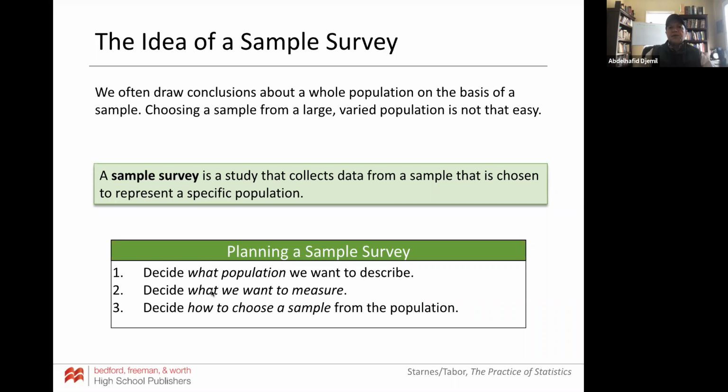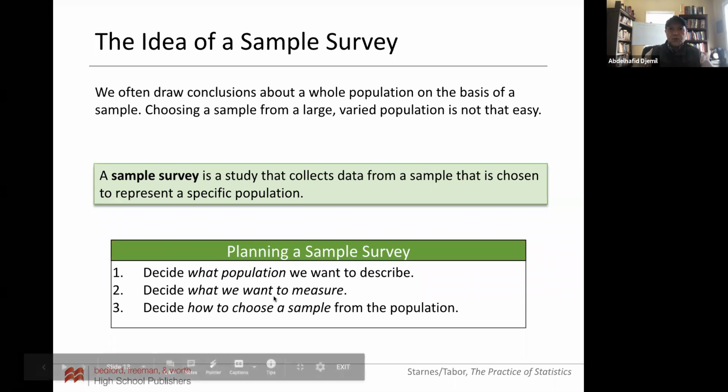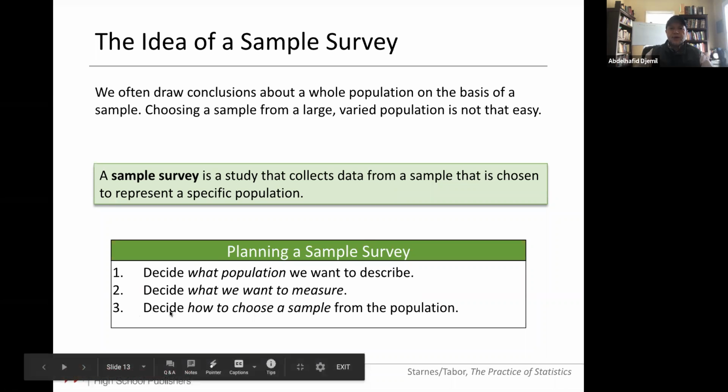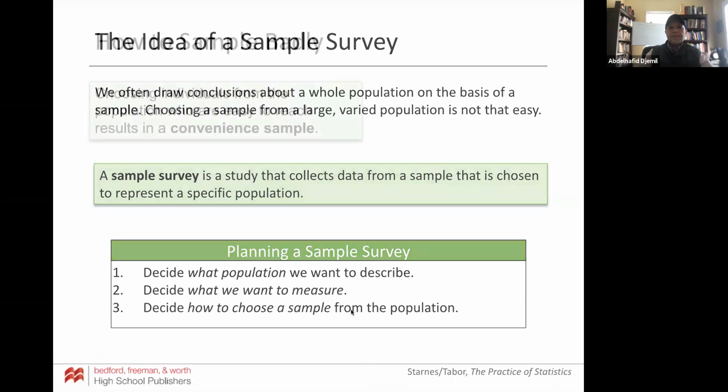And then you decide what you want to measure. So I gave you what you measure, but you make the decision, whether it is the height and the weight, whether it is the wage and the age, whether it is the number of hours of sleep and the GPA, whatever it is, you decide what to measure. And then you decide how you choose a sample from the population. So the first one and the second one we're not concerned with that much. But the third one is what we want to study, deciding how to choose a sample from a population. And this is what we want to study today.